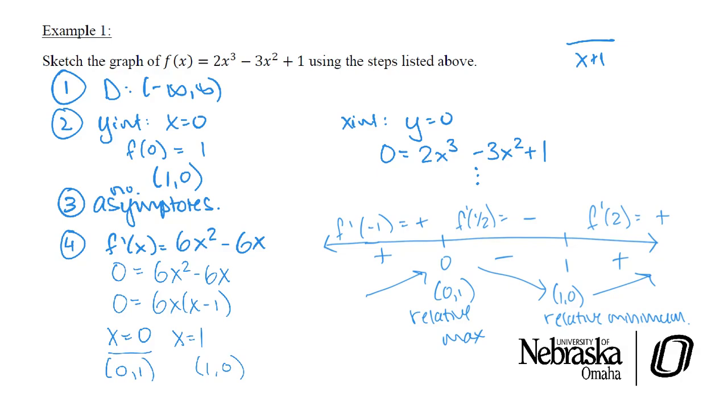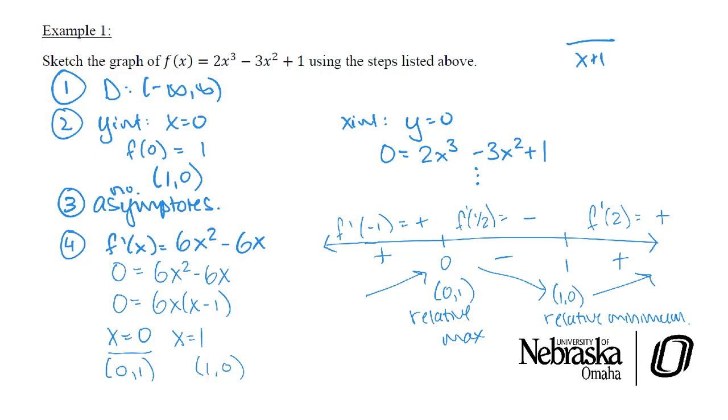Okay, so that's step 4. Kind of a long step. Okay, find the second derivative and locate any inflection. So we have a y-intercept at (0, 1). Okay, we have a relative maximum we know is at (0, 1). So that's our intercept, and (1, 0).